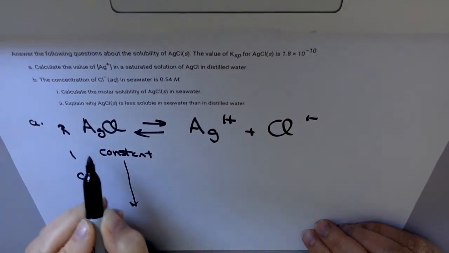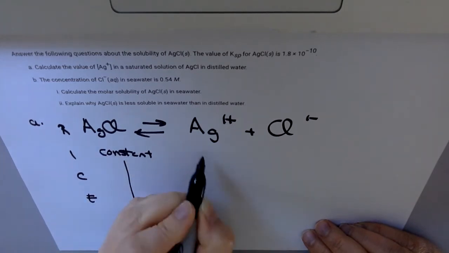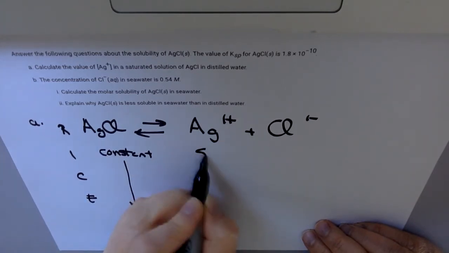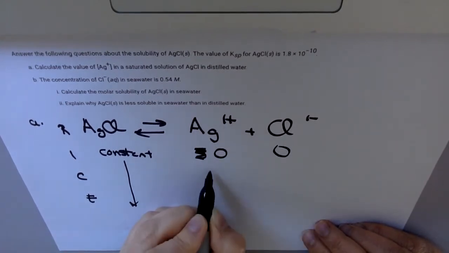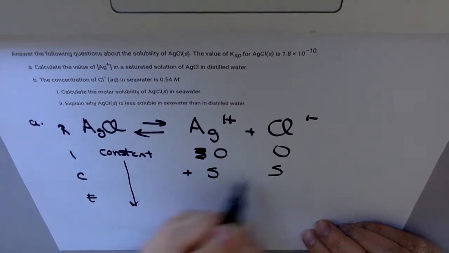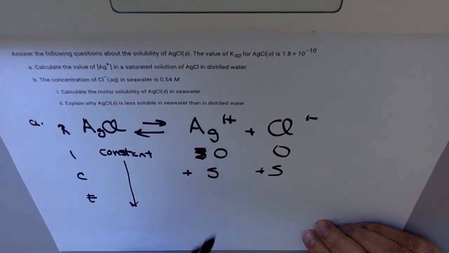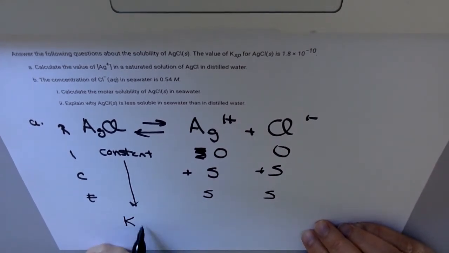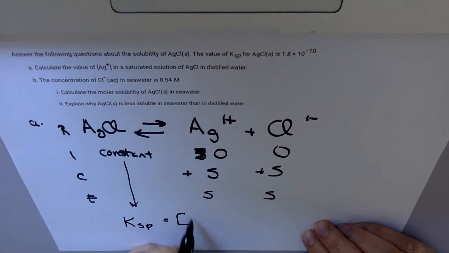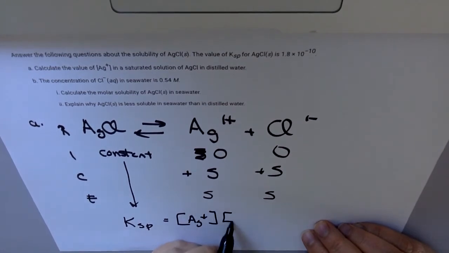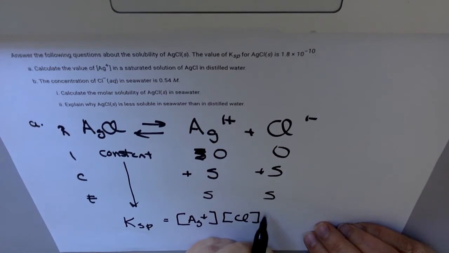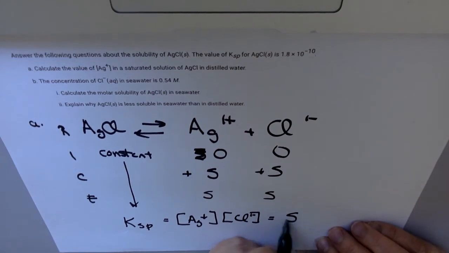We also know that however much this dissolves, its solubility is going to be the amount that you get of the ion. So we start out with 0 of each of these, and the change is going to be plus S and plus S. So the equilibrium concentration in distilled water is just going to be S and S. All right, now the KSP expression is just the silver ion concentration times the chloride ion concentration. And if each one of these is S, then the KSP is just going to equal S squared.